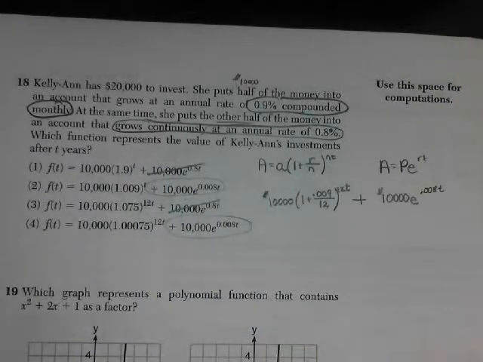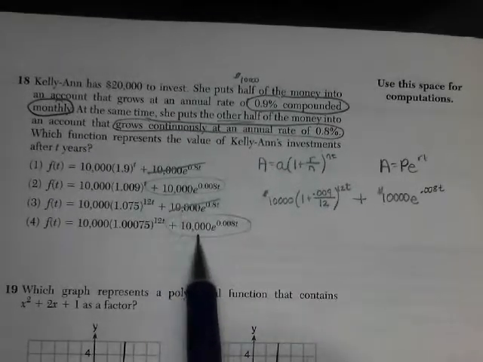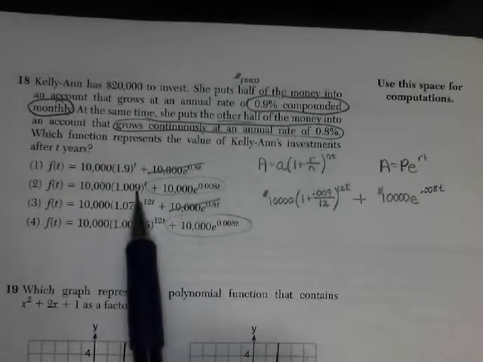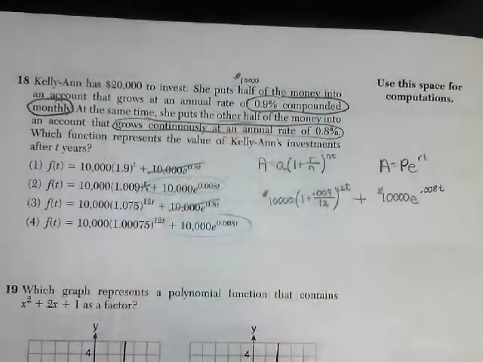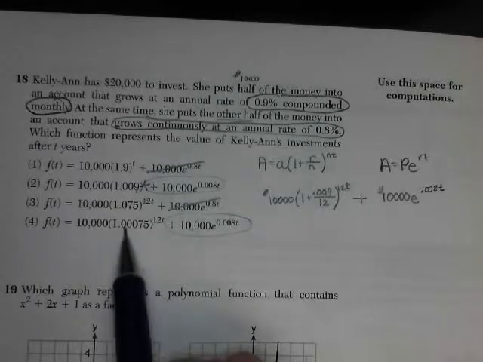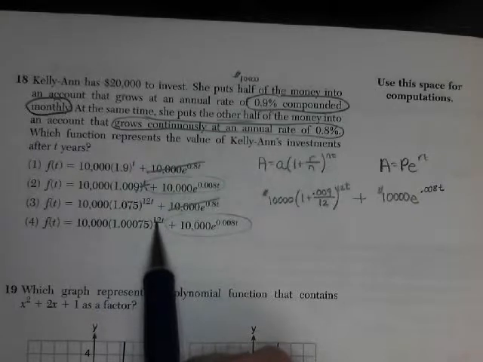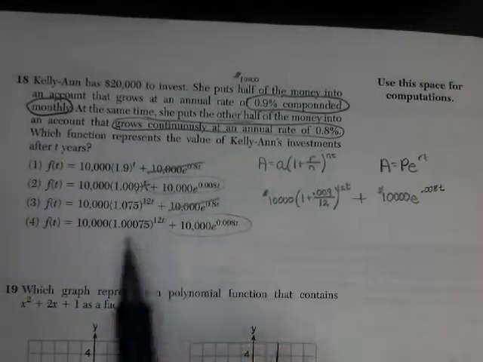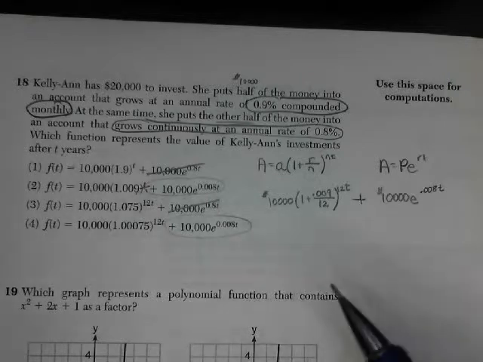This one didn't change the percentage to a decimal properly. And then if I look at the front side of this, the difference between these two is that this one is growing at 0.9% every 1 year, because this is technically t over 1. And this one is growing at 0.075% at a frequency of 12 times per year, which would in fact be monthly.